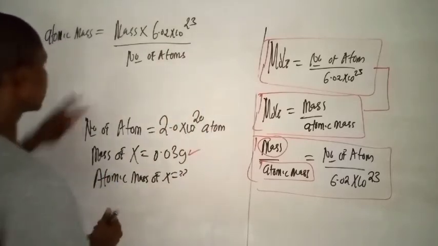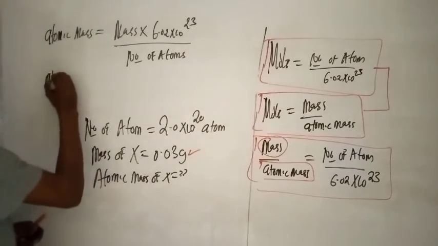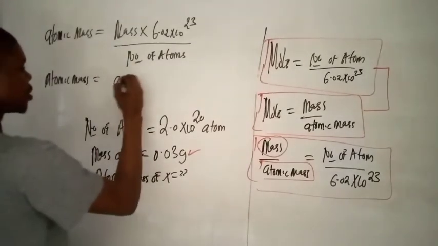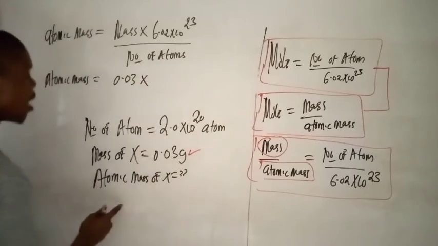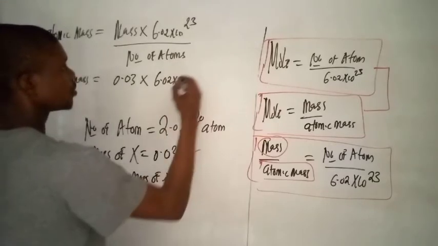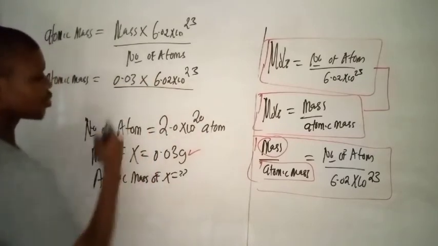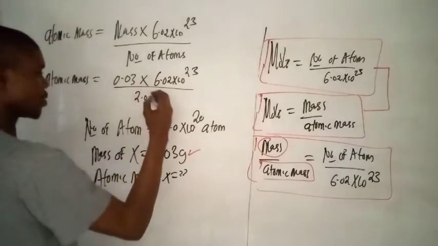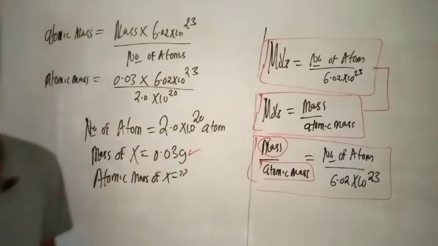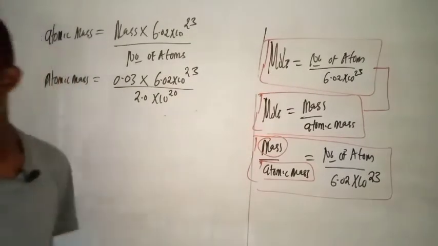So this is what I'm going to do here. The next thing we want to do is to substitute our values. Atomic mass equals mass, which is 0.03, times 6.02 exponential 23, all over the mass of atoms. Mass of atom is 2.0 exponential 20. So that is it. What you have to do now is punch your calculator.